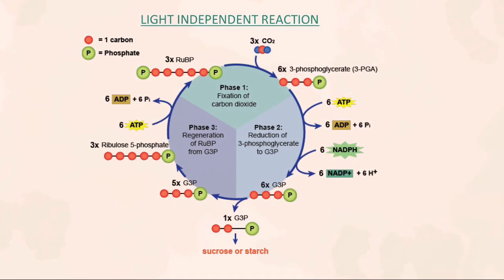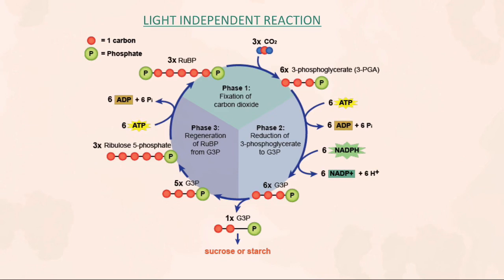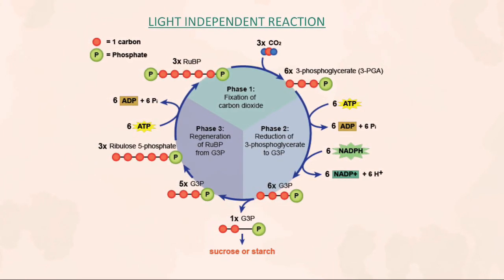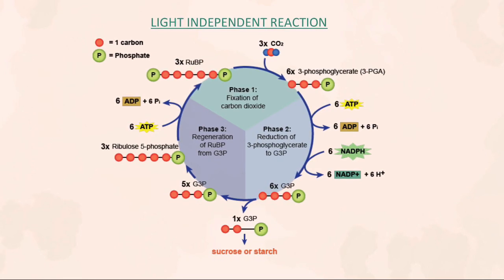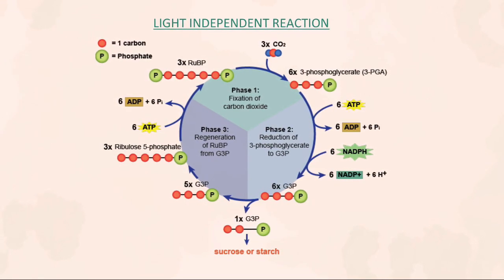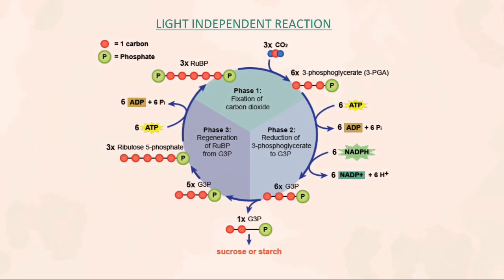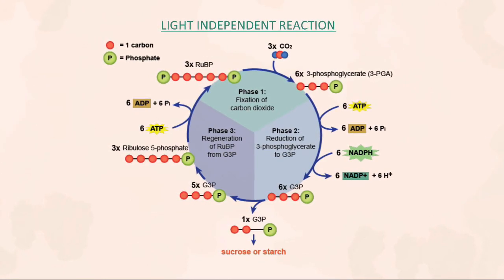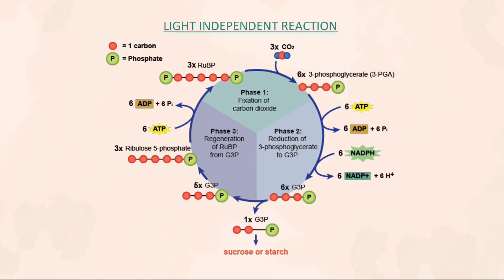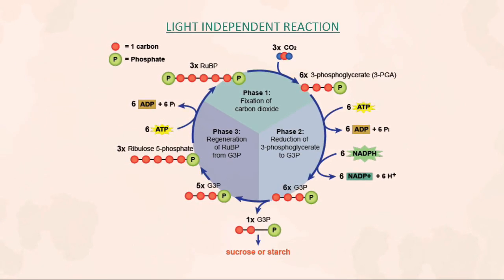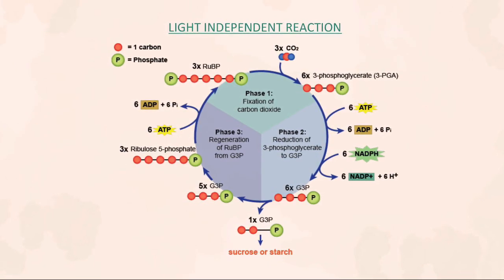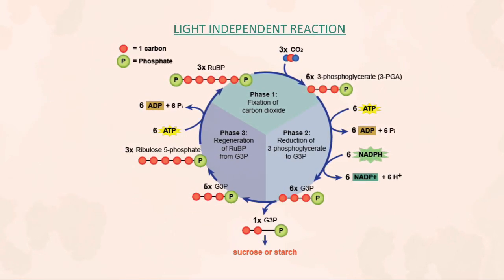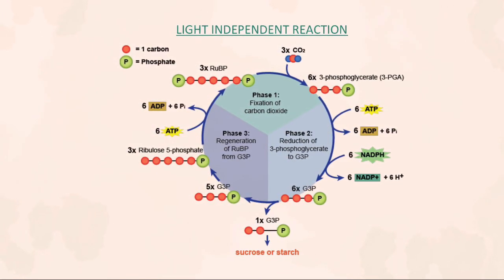First of all, I want to discuss the light-independent reactions of photosynthesis. These light-independent reactions need energy and a reducing agent that we get from light reactions. From light reactions, we get ATP as well as NADPH. ATP uses the energy, and NADPH acts as a reducing agent in the light-independent reaction. This reaction occurs through a cycle of reactions, which we call the Calvin cycle.